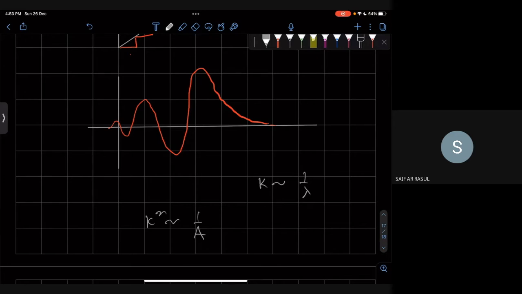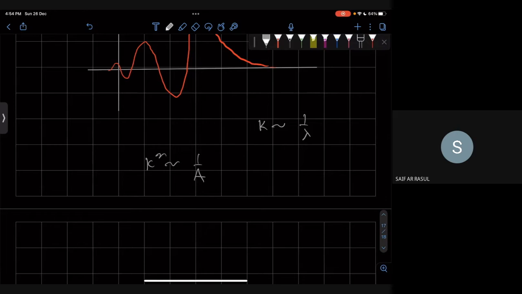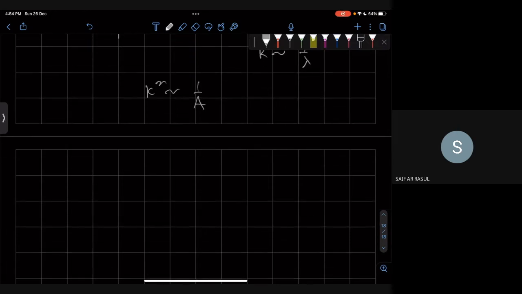Okay, so any more questions? Okay, so let's conclude this class with a few comments about symmetry considerations.